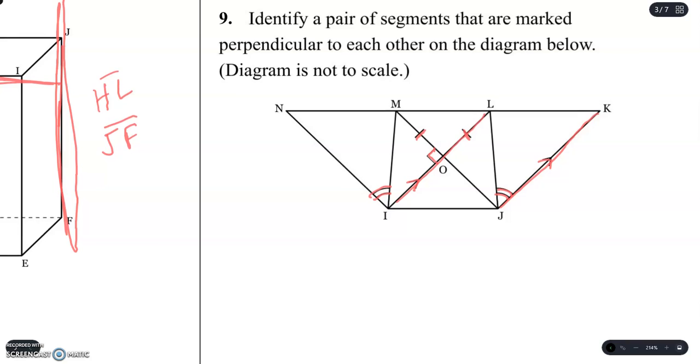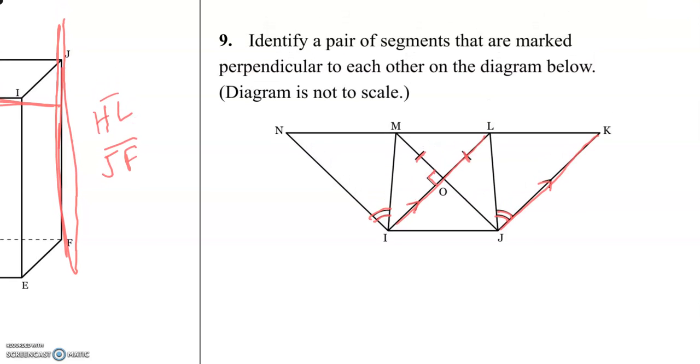And in this case, we can have CG and GH. Both of those are perpendicular to each other.